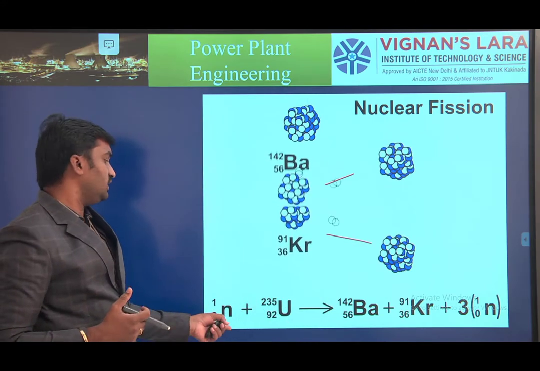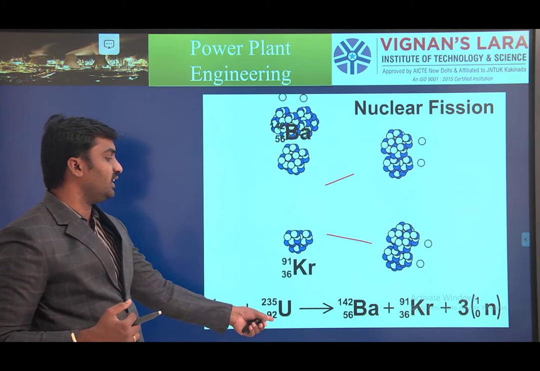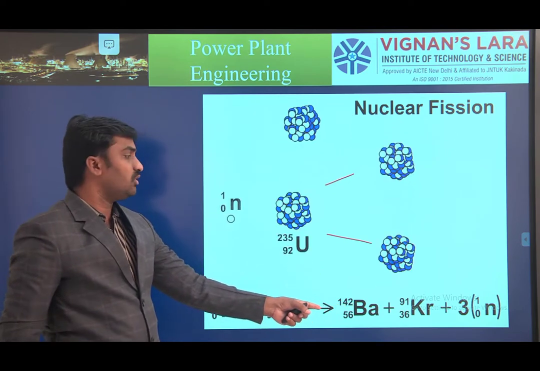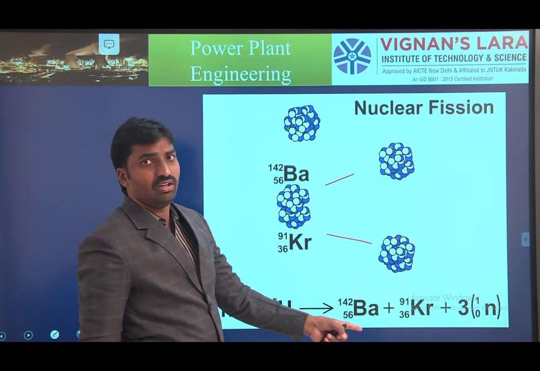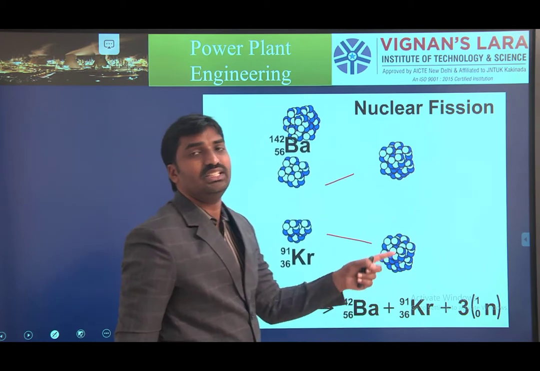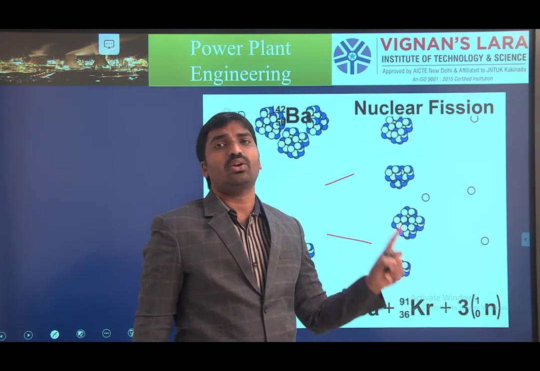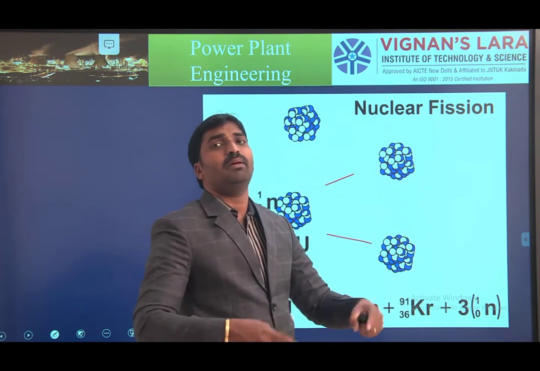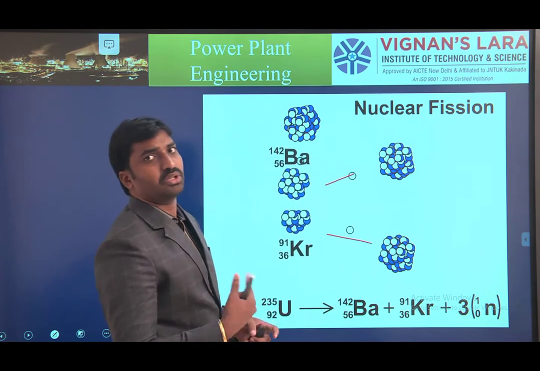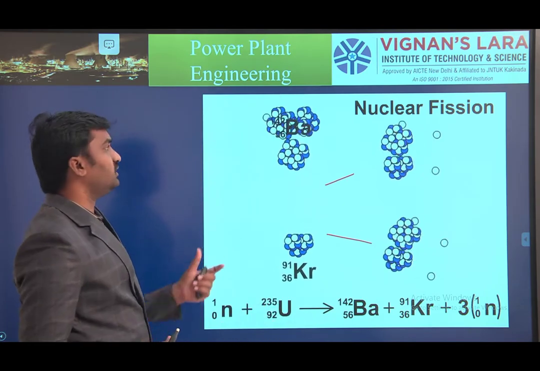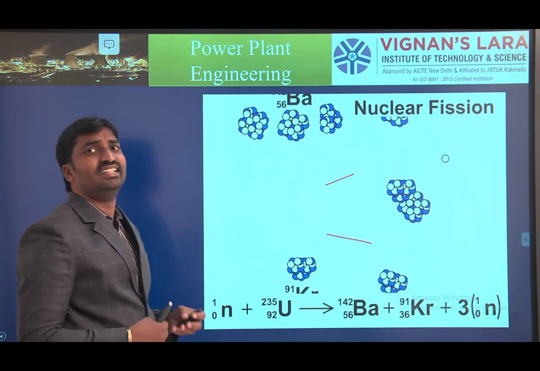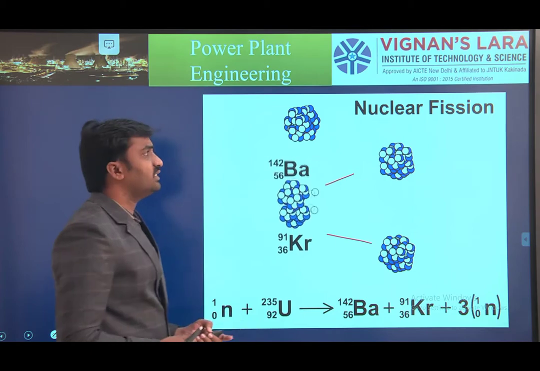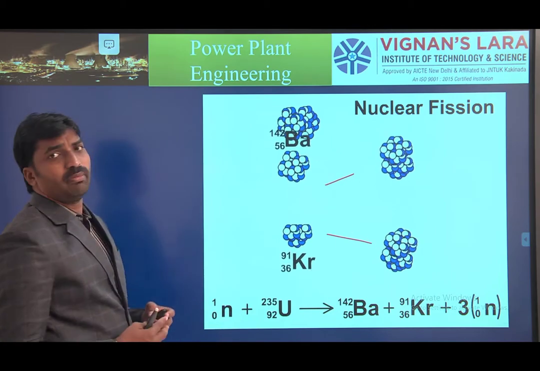Initially, one neutron reacts with uranium-235. It is divided into 2 atoms, barium and krypton, plus it releases 3 neutrons. These neutrons collide with other atoms and release more neutrons again. So this is a continuous process, and heat is continuously released. Generally, if heat is released continuously, we need to control it by some other techniques.